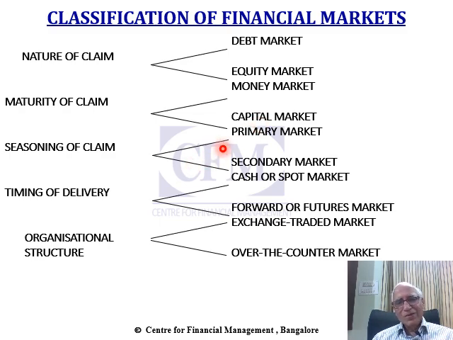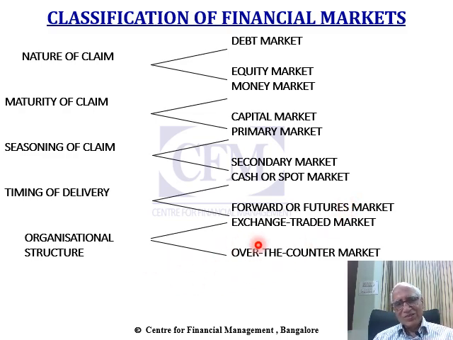Seasoning of claim. Primary market is the market where securities are issued for the first time. Secondary market is a market where outstanding securities are traded. Of course, the secondary market is much bigger than the primary market. Timing of delivery. Cash or spot market is a market where a trade is consummated within a day or two. Forward or futures market is a market where a trade is consummated at some point of time in future.